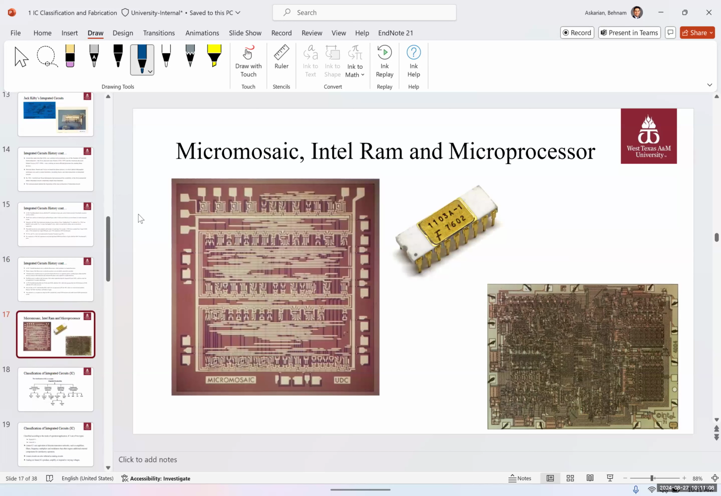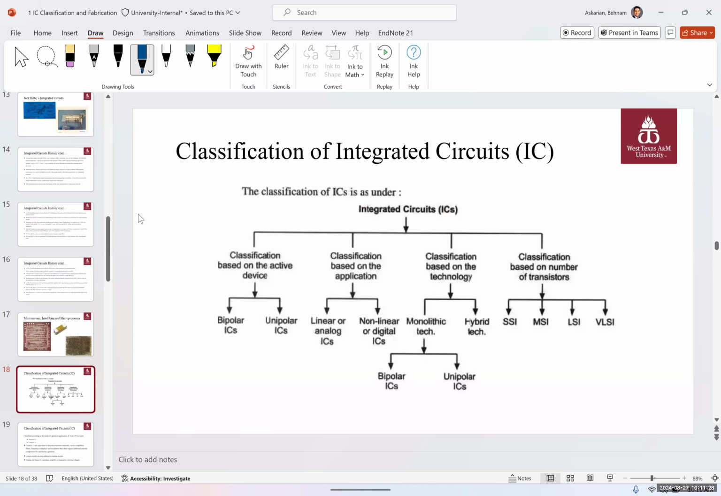This is an example of an Intel RAM and microprocessor. These are the first generations of the RAMs and microprocessors. It may seem complicated, but actually it's pretty simple. It has only 24 transistors, so it's not very complicated. But it was complicated for the time.